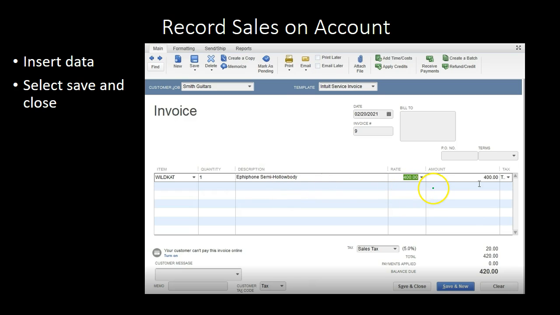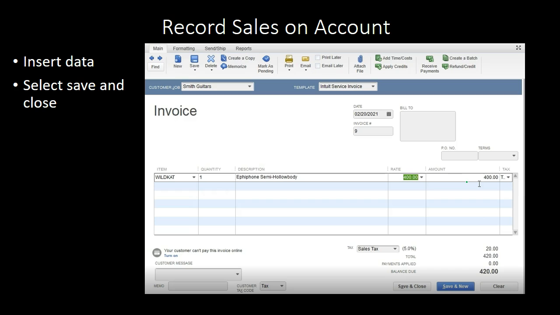That would populate automatically. If we multiply that times 5%, we get $20 on the sales tax, which would add up to 400 plus 20, or 420, which would be the total amount of the bill. What this would record, QuickBooks would record automatically an increase in accounts receivable for the 420 total amount that we expect to receive. And then we would credit the sales for the sales price of 400. This is what QuickBooks is going to do.